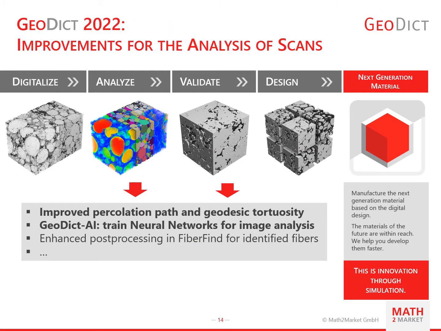Now we come to selected improvements for the analysis of 3D images, which are also needed in the validation step. The percolation paths and geodesic tortuosity computations are much more accurate. With GeoDict AI, you can train neural nets for image analysis. In FiberFind, an enhanced post-processing is available for the identified fibers.